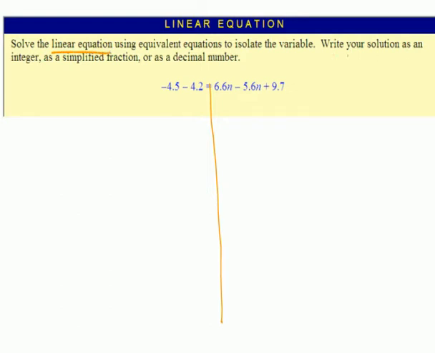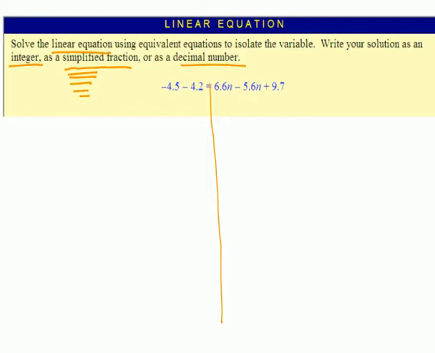And they want us to write our solution as an integer. Remember what an integer is? Those nice numbers, -5, -2, 0, 1, 7, those nice numbers that we find on a number line, or as a simplified fraction, and I'm going to underline the word simplified, or as a decimal. Okay, let's take a look at this first problem.